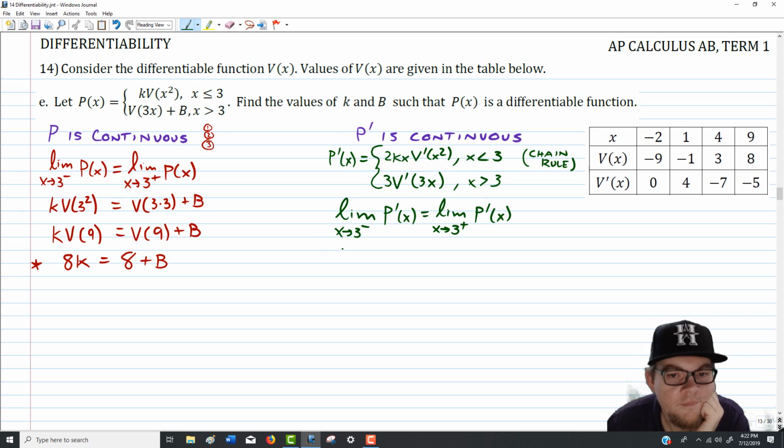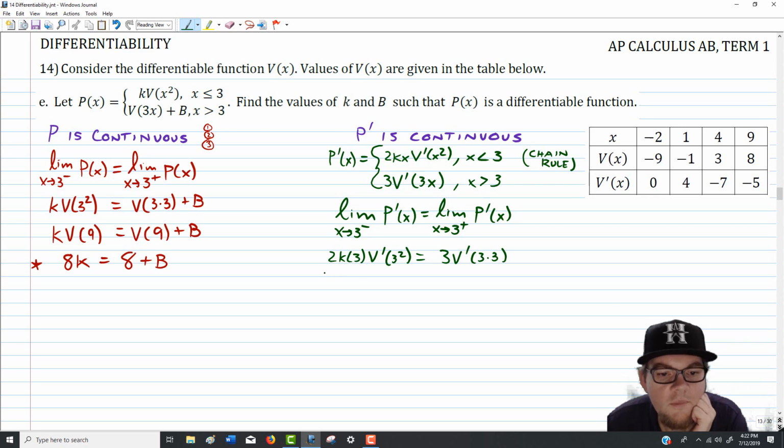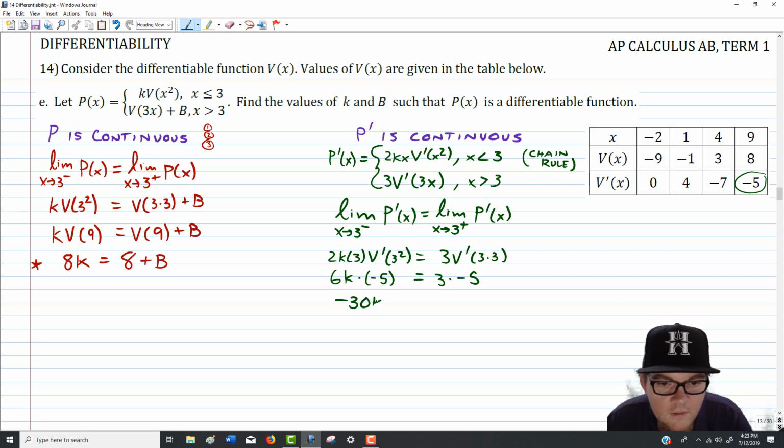So putting in 3, we're going to get 2k3 v prime of 3 squared on the one side. On the other, we'll have 3 v prime of 3 times 3. Simplifying a little bit, we're going to get 6k times v prime of 9. V prime of 9 is negative 5. On the other side, we're going to get 3 v prime of 9. Well, hey, we have that also as negative 5. So pulling some information together, we get negative 30k equals negative 15.